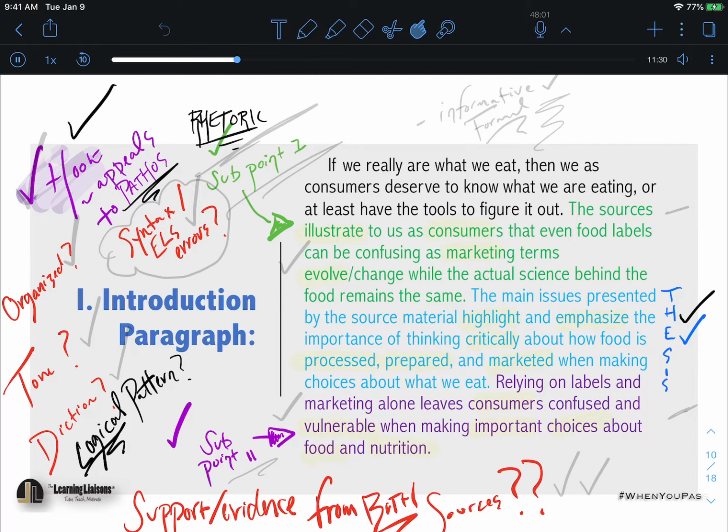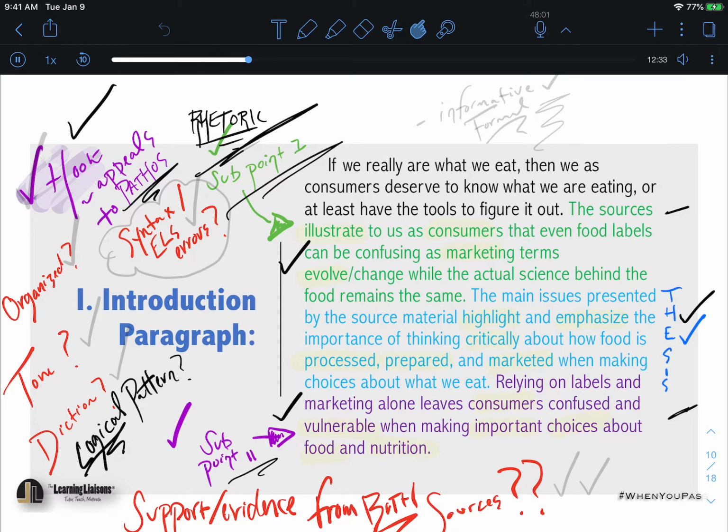Now, we already said the thesis was present in blue, and the subpoints for the thesis are over here in green, where it says the sources illustrate, and over on the side in purple, relying on labels. Both of these subpoints support the thesis, that is, the main issues presented by the source material highlight and emphasize the importance of thinking critically about how food is processed, prepared, and marketed when making choices about what we eat. Both of these align with, support, and elaborate upon what the content of the essay is going to be specifically per subpoint that supports the thesis. So we've got some nice organization going on here.